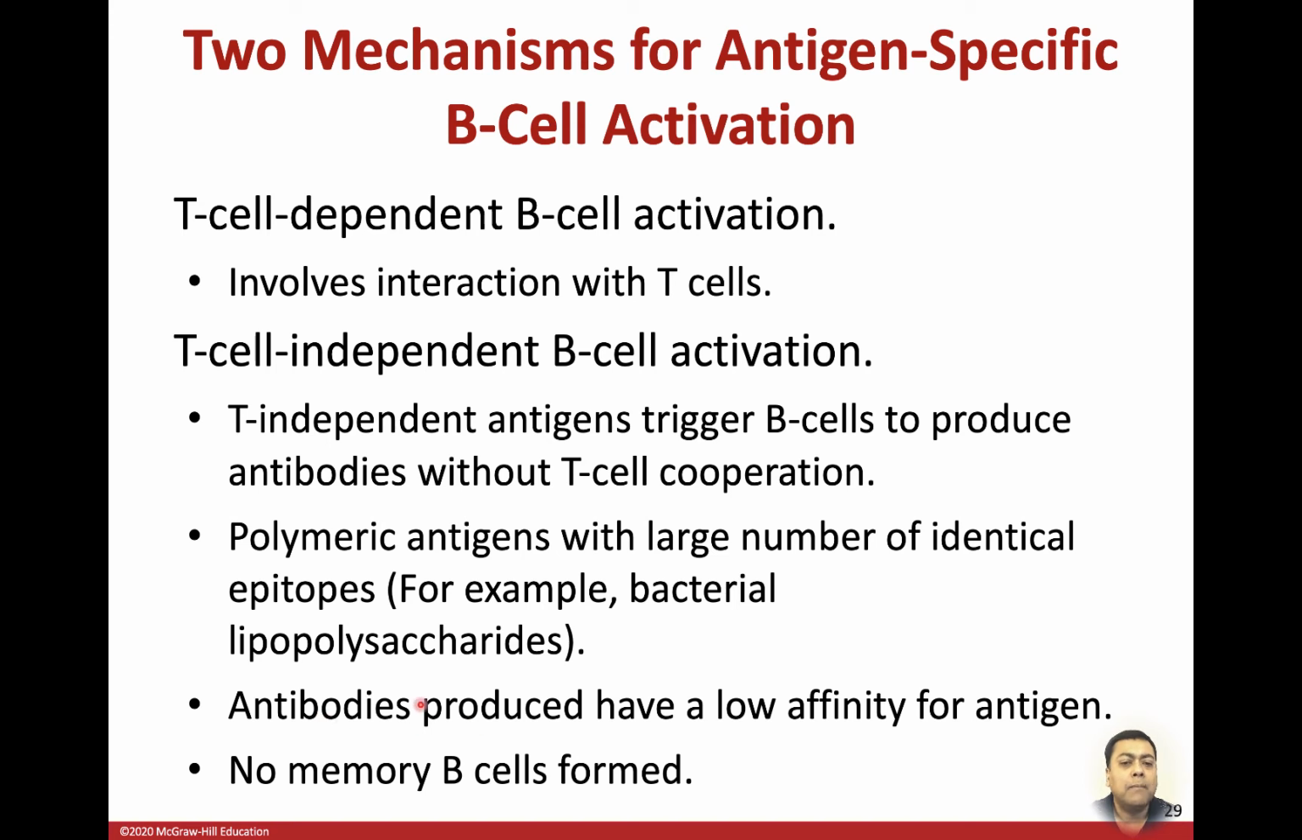But here the problem is that antibodies will have a low affinity for the antigen. And in this case, no memory B cells will be formed. That is one of the problems of the independent B cell activation, not the most efficient way for activation of the B cell. On the other hand, the T cell dependent B cell activation involves interaction with the T cell, which gives a much stronger response.